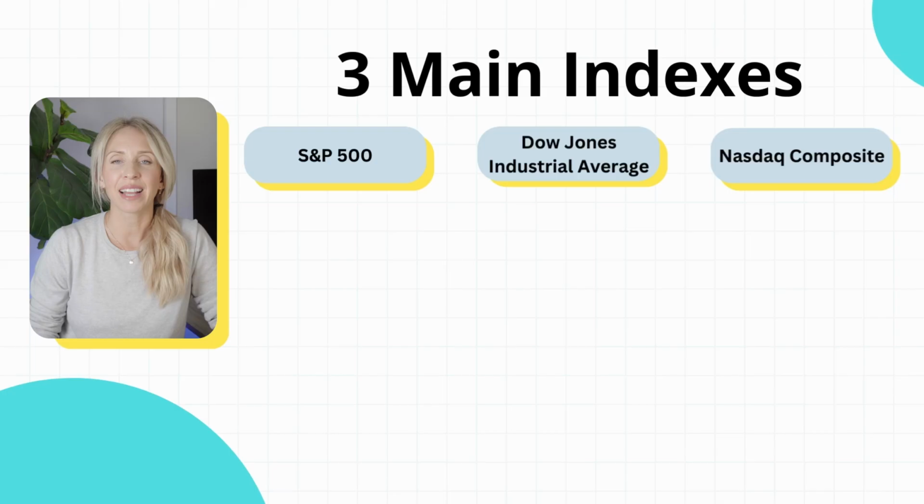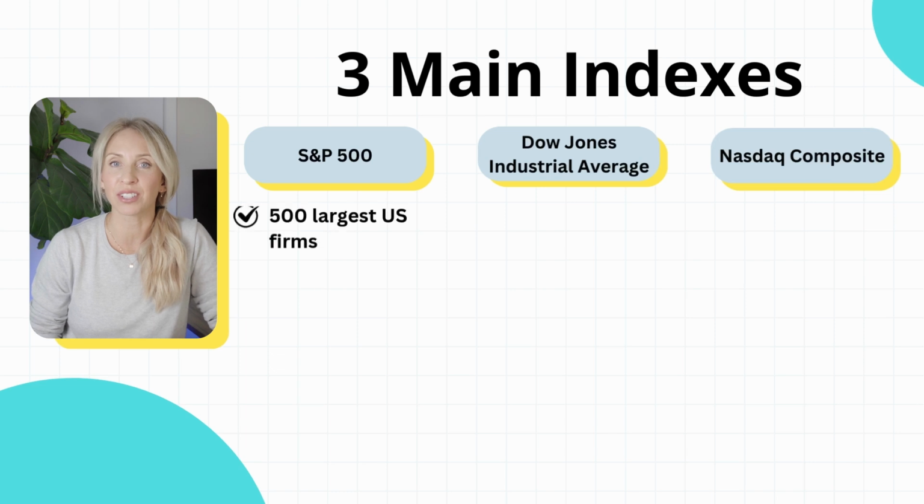The three main indexes that you likely hear about on the news are Nasdaq, S&P 500, and the Dow Jones Industrial Average. And we'll focus on these three and some other ones today to help you better understand what they mean and how to use that information to help you make informed decisions about your investments.